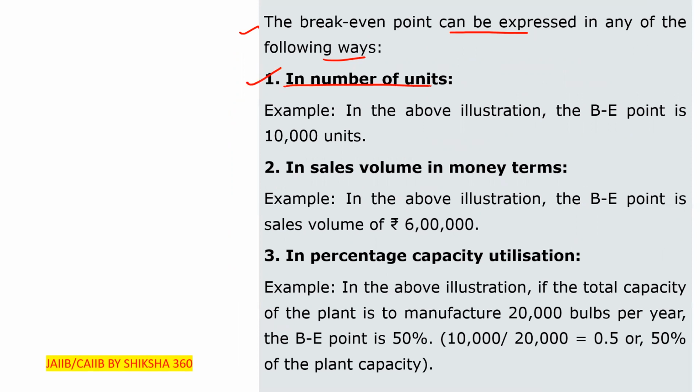First, in the number of units. For example, in the above illustration, the break-even point is 10,000 units. If the sale is more than 10,000, they are moving towards a profit, and if the sale is less than 10,000, they are moving towards a loss. This is the first point. Second, in sales volume in money terms. It is also the sales volume, but in money terms.